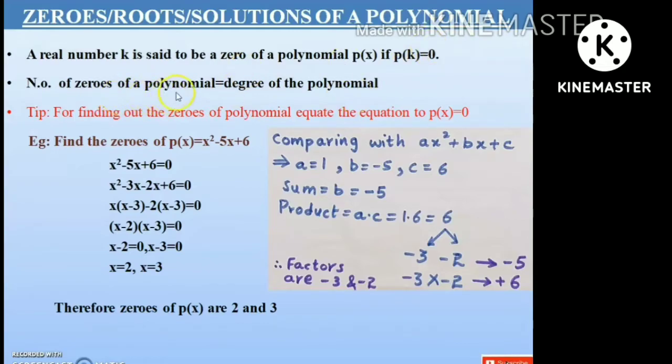And how many zeros will a polynomial have? It depends on the degree of a polynomial. For example, a cubic polynomial will have 3 zeros. Why? Because the degree of a cubic polynomial is 3.